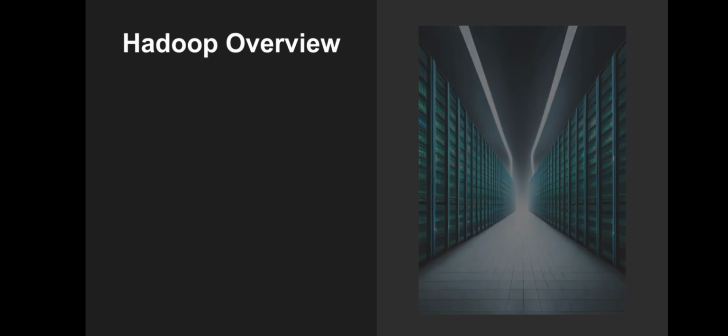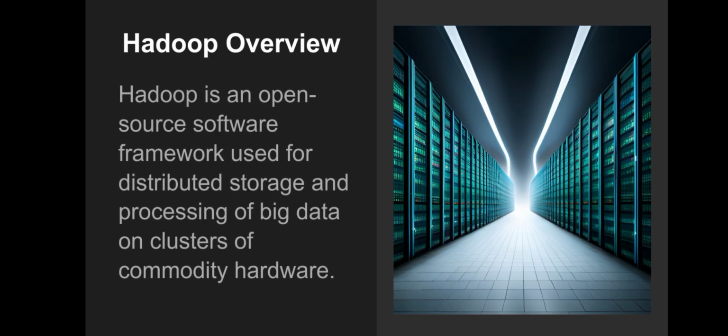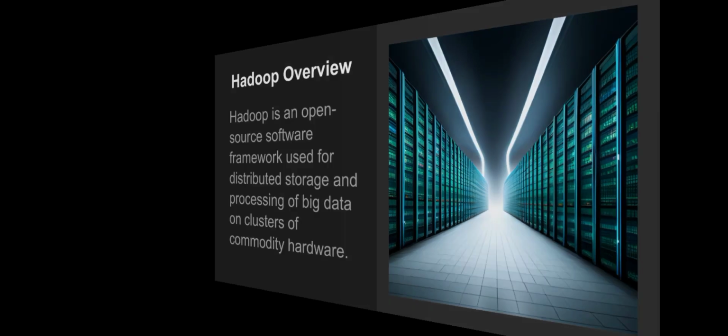Next is Hadoop overview. Hadoop is an open source software framework used for distributed storage and processing of big data on clusters of commodity hardware. It is designed to scale up from a single server to thousands of machines, each offering local computation and storage. Under Hadoop overview, let's see key aspects of Hadoop, Hadoop components, Hadoop conceptual layer, and a high-level architecture of Hadoop. Let's see key aspects of Hadoop.